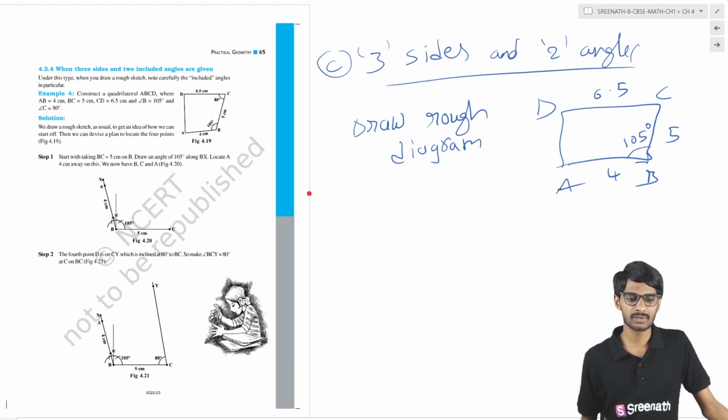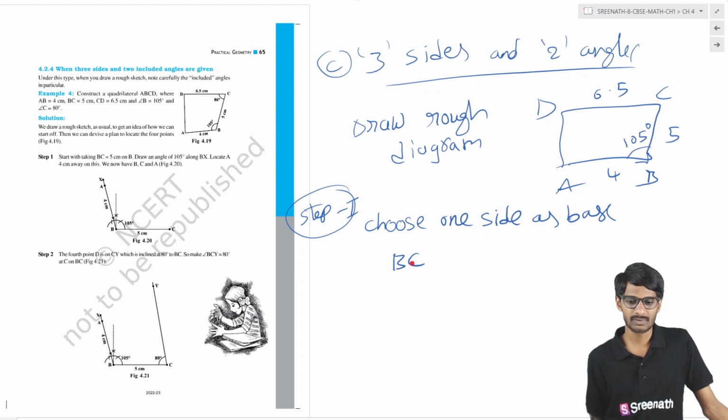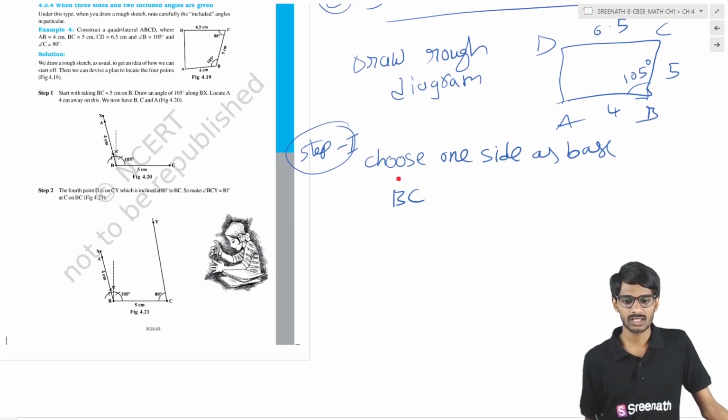So what is the first step here? Step 1. First you have to choose one side as base. So we are taking BC as a base. BC is equal to 5 centimeters. So we have taken BC as the base. This is the base B and this is the C, students.